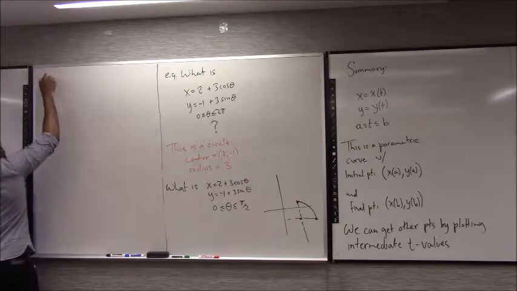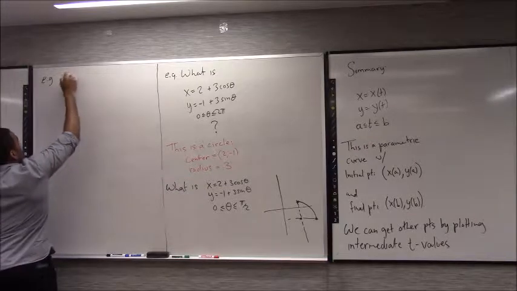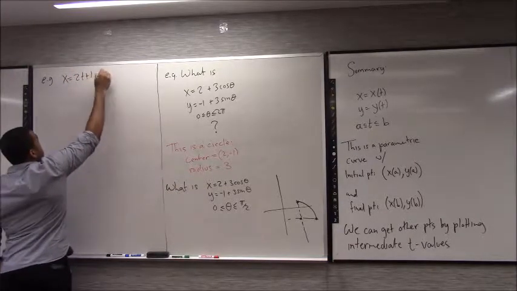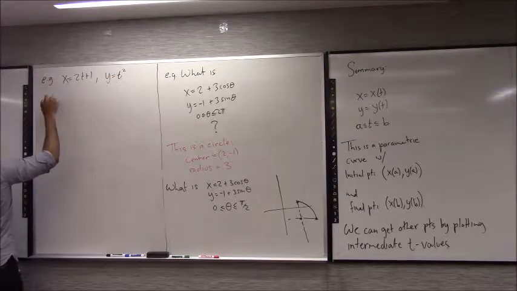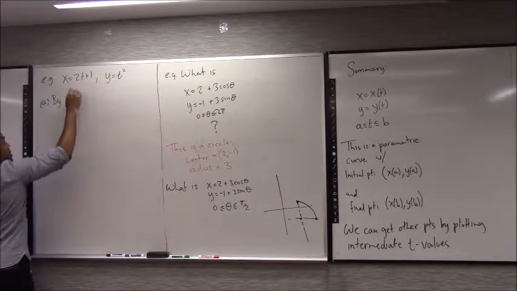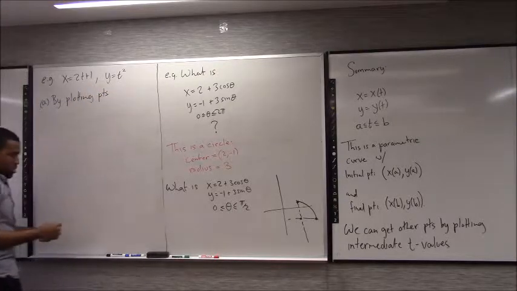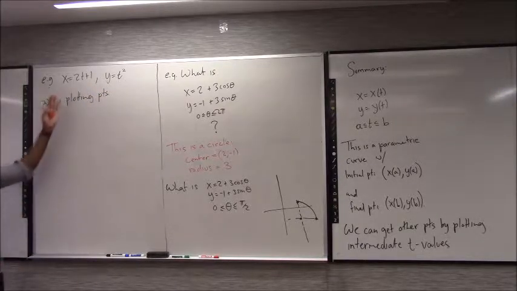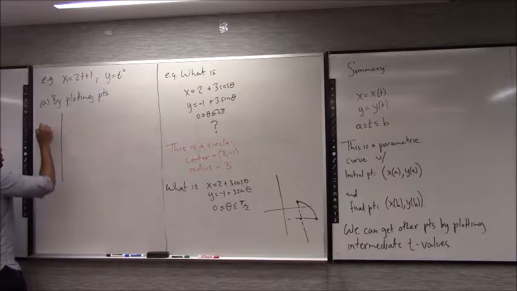So again, let's do an example. Go back to the original. Part 8, by plotting the points. Right, so this you'd kind of only resort to if you can't figure out what curve this is describing, but it should be clear that this is describing a parabola by plugging one into the other. But if you didn't know that, you can go back to good old plotting points.